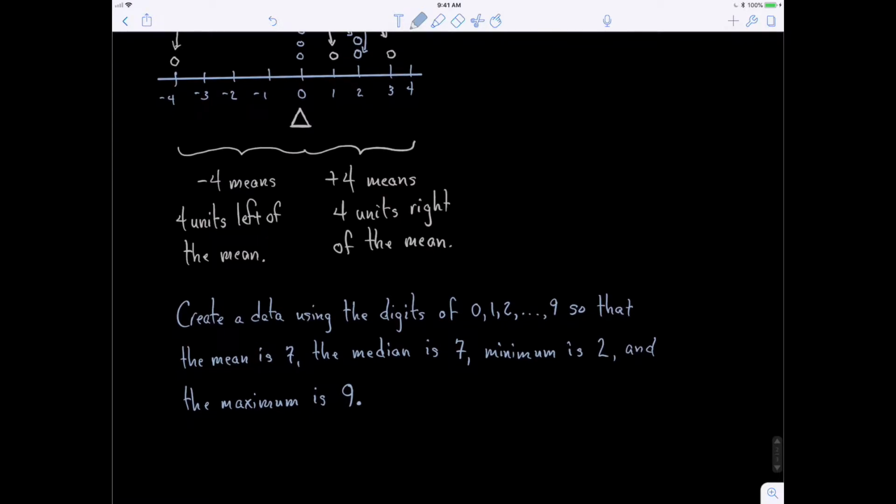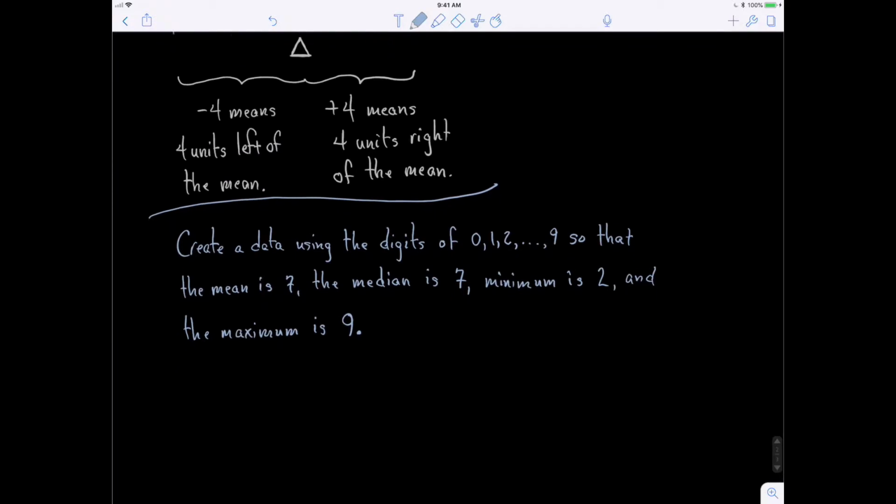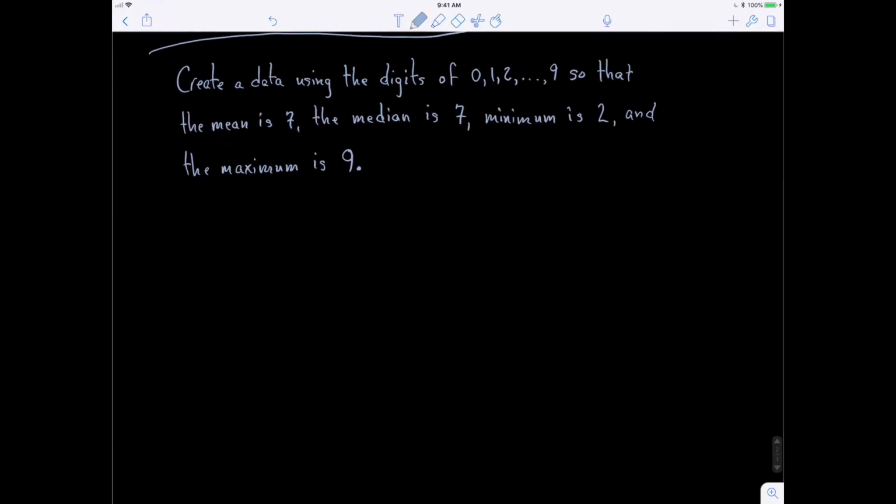And this, we left off reviewing that the mean simply is a balancing point of the distances to the left and the distances to the right. So let's try a problem here that puts our new knowledge to use. And here it is. It says, create a data set using the digits of 0, 1, 2, all the way up to 9, so that the mean is 7, the median is 7, the minimum is 2, and the maximum is 9.